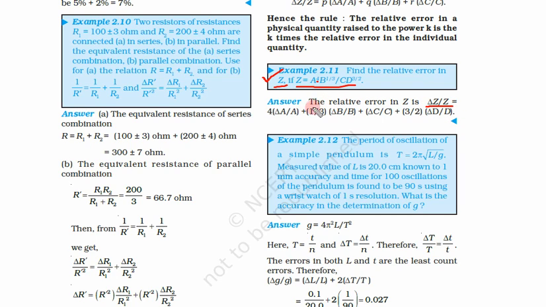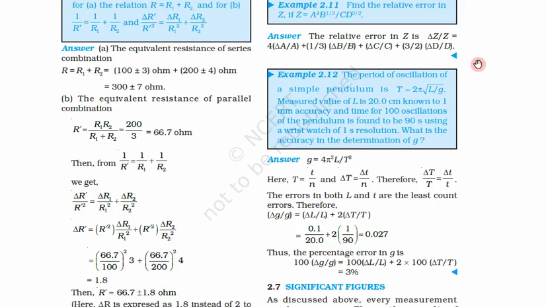So what is the power here? Power is 4. 4 into delta A upon A. What is the power here? 1 by 3. So plus 1 by 3 into delta B upon B. Now C is in division, but power is 1. So directly we will add delta C by C. What is the power of D? 3 by 2. Though it will become minus 3 by 2, but we always add. So power 3 by 2 into delta D by D. So in this way we calculate the error when we have a formula which involves a power function.